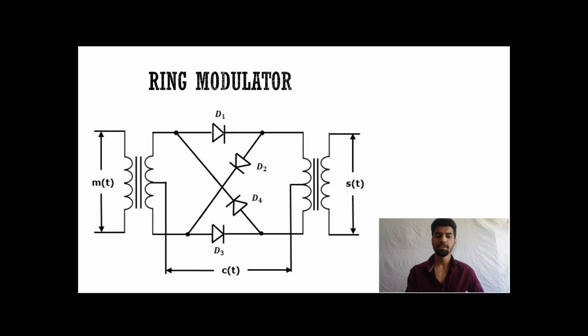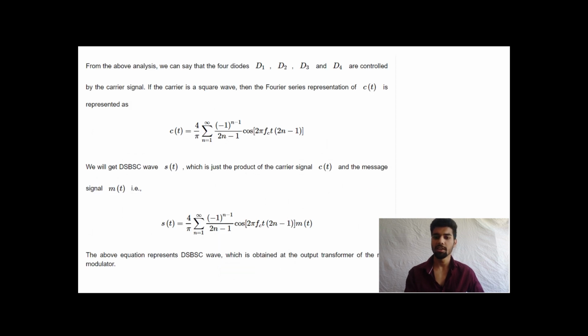Here are the Fourier series representations of c(t), that is the carrier signal, and the message signal.